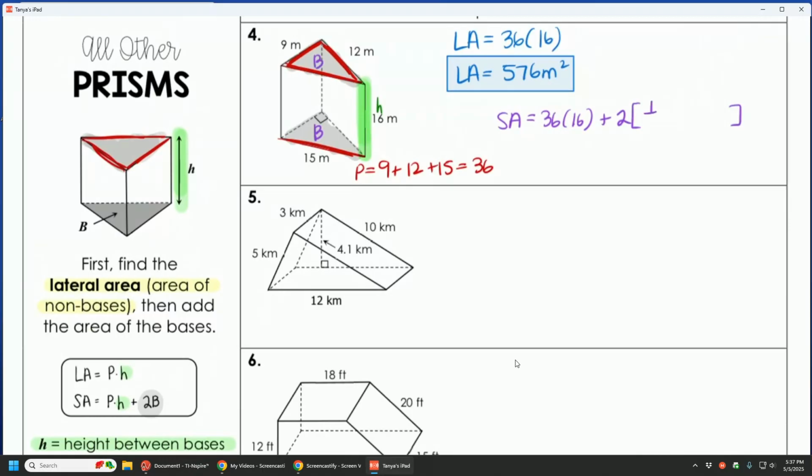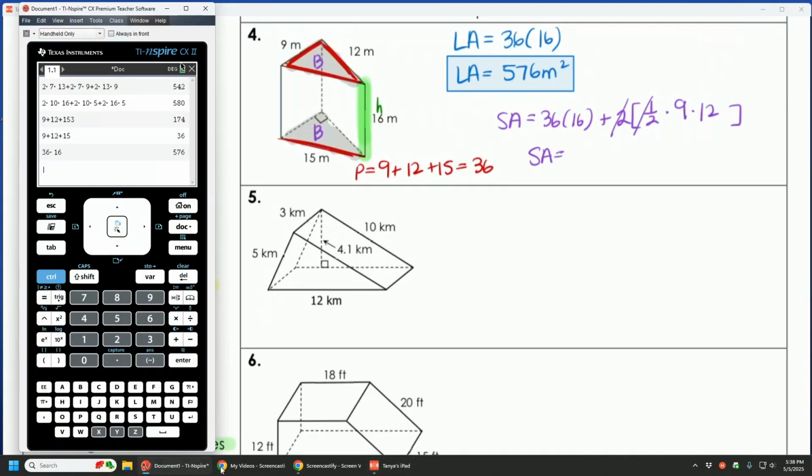So I'm going to have 1/2. Then in this triangle, see how I have my perpendicular angle right there? That would be my base and height. So 9 times 12. Okay, so that's going to be the formula that gets me my surface area. Before I type in, the one thing that I see is right here, that's going to cancel out, 2 times 1/2. So I'm going to scratch those off, but everything else we're going to type into our calculator.